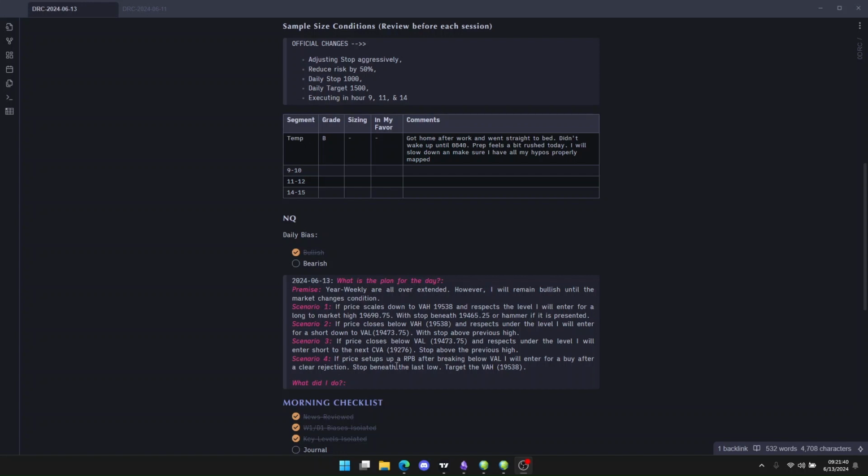If price sets up for a return pullback after breaking below value area low, I will enter for a buy after a clear rejection. Stop beneath the last low. Target the value area high.